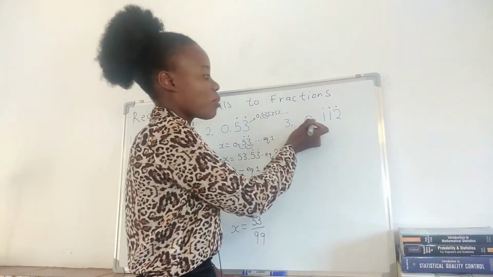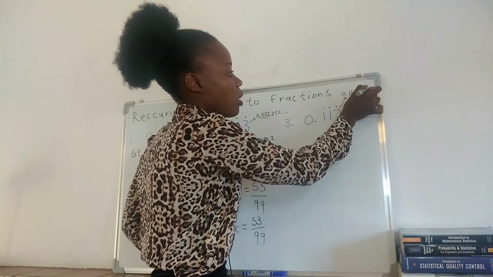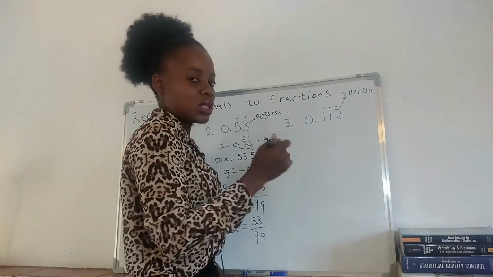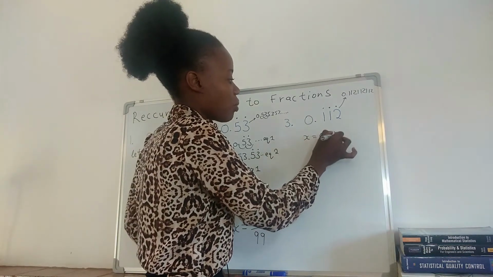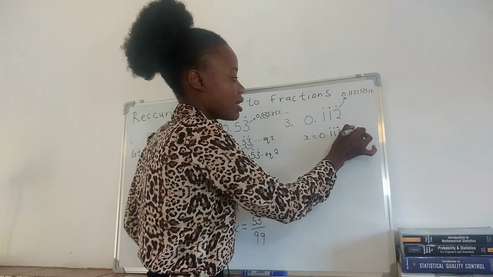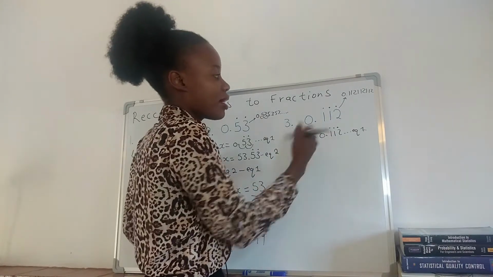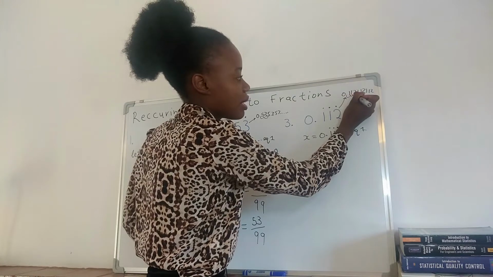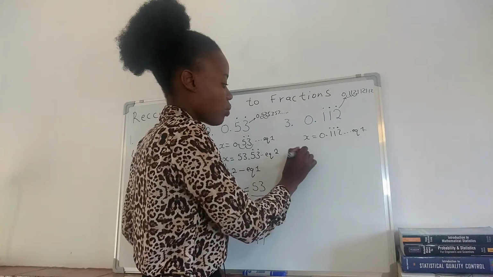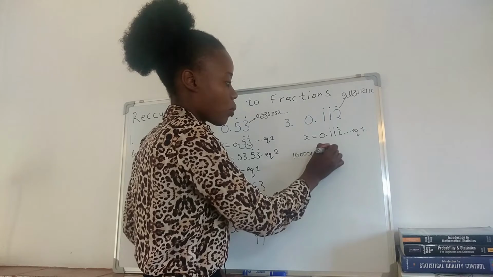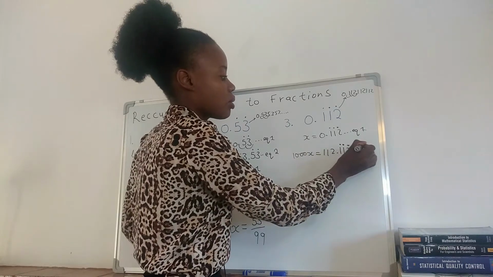Okay, number 3, we have 0.112 recurring. So this is the same as 0.112112112. We want to change it into a fraction. Let x be 0.112 recurring. In the first equation, immediately after the decimal is a recurring number. Even in the second equation, we want immediately after the decimal to be a recurring number. So we move 3 steps, so we're going to multiply both sides by 1000. So we're going to have 1000x equals 112.112 recurring. This is equation 2.